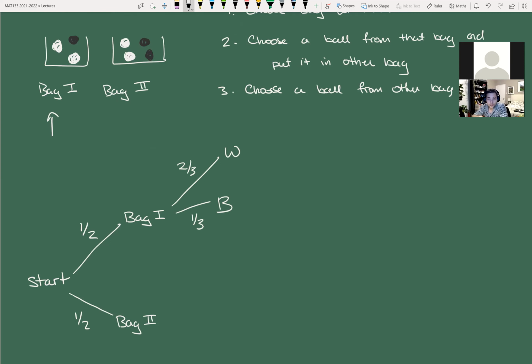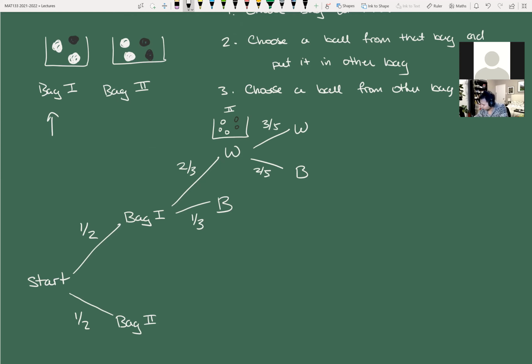Okay, so now let's work on this tree. So I chose a white ball and I put the white ball in bag 2. So bag 2 now has 3 white balls and 2 black balls, right? So what's the probability that I choose a white ball in bag 2? 3/5, exactly. And 2/5 for a black ball, right?